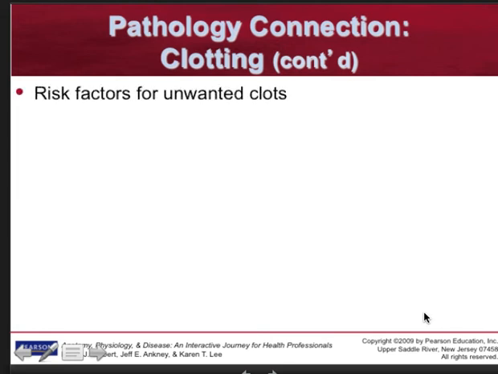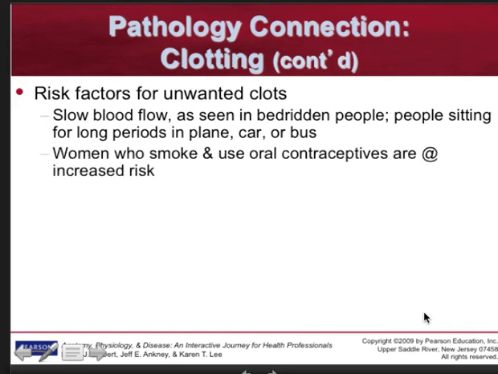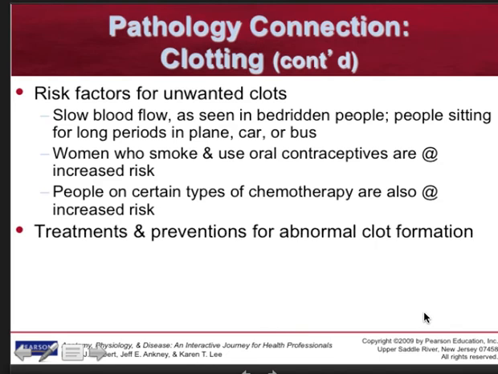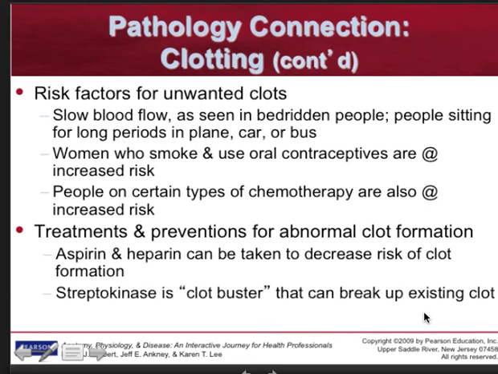What are some risk factors for this? Slow flow of blood. You can see these in bedridden individuals, in people that sit or stand for long periods of time, in a plane, car, or bus. Women who smoke or use oral contraceptives are also at increased risk, and people on certain types of chemotherapy. The treatments and prevention for abnormal clot formation are aspirin and heparin, which can be taken to decrease the risk of clot formation. And streptokinase can be used as a clot-busting drug that can break up an existing clot.